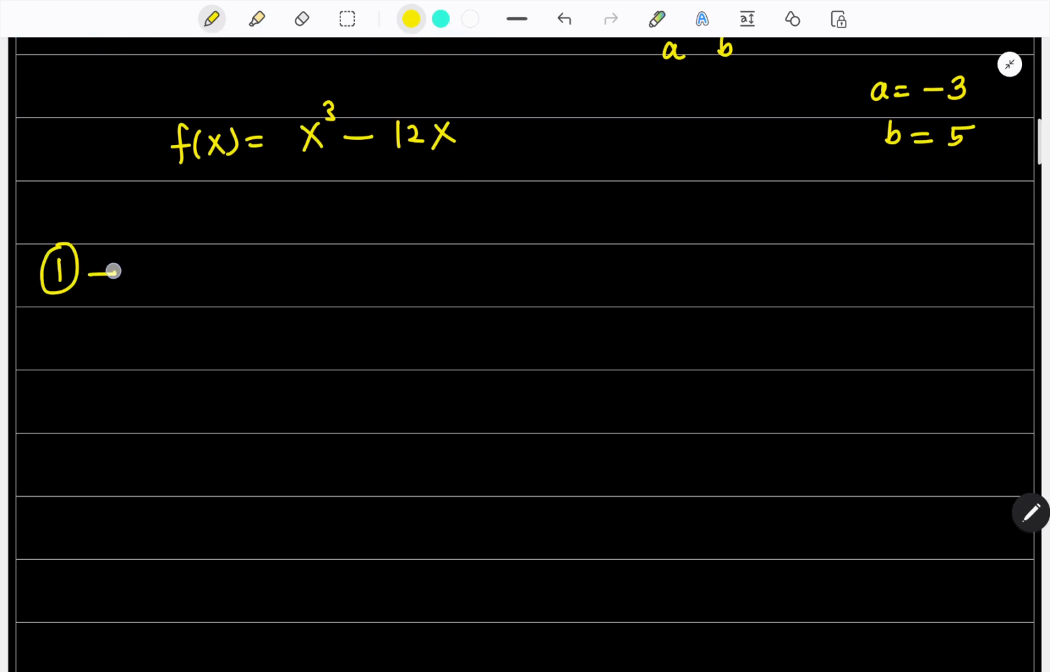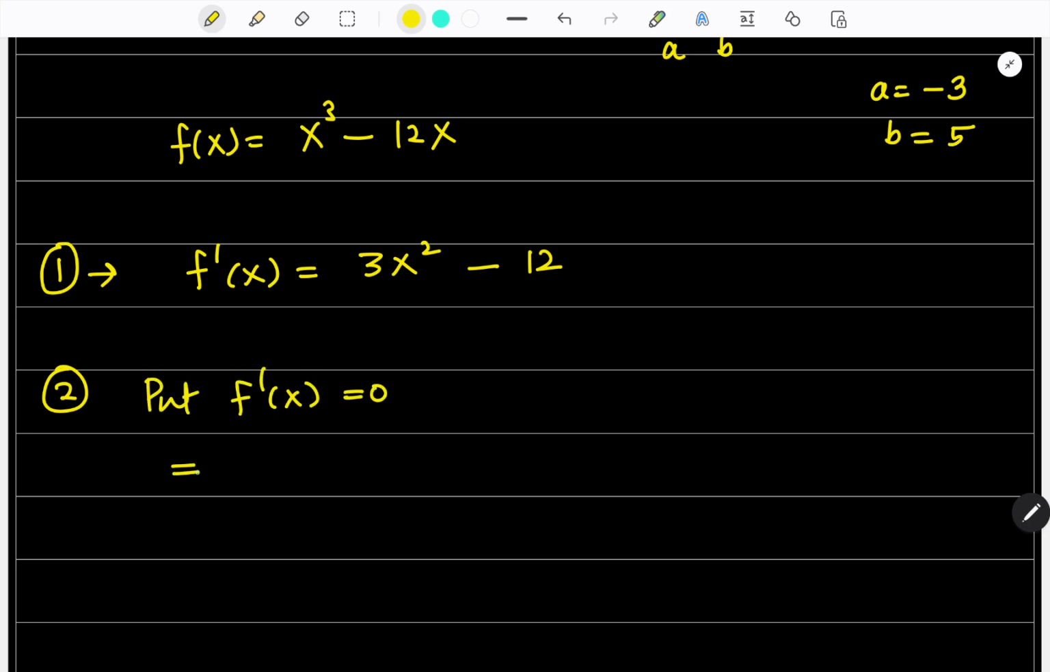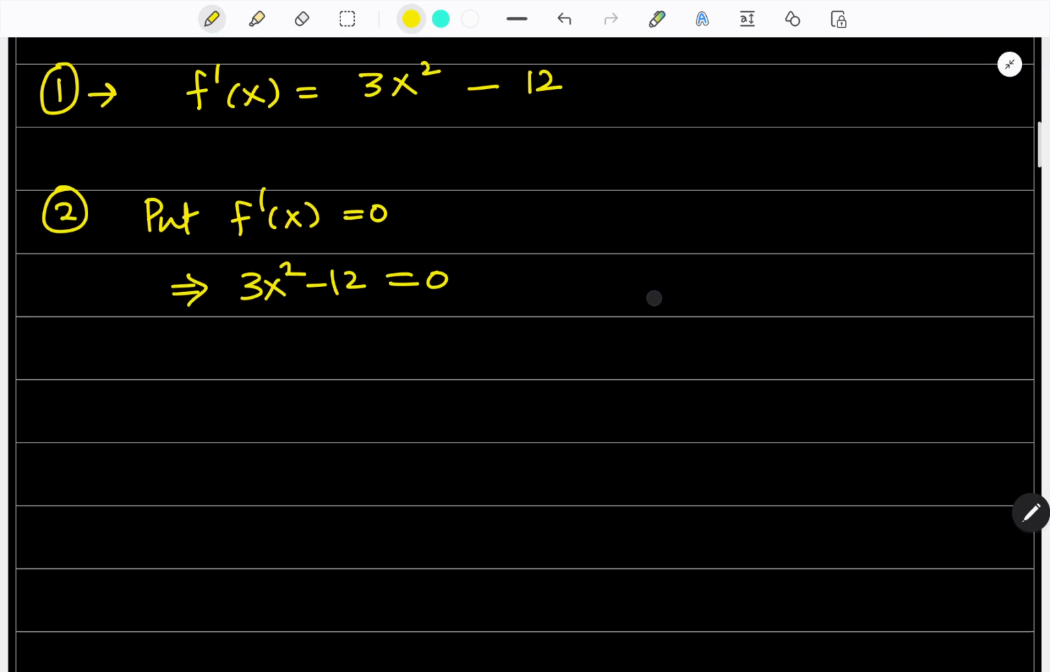Step number 1. What is that? f dash of x: 3x square minus 12. Step number 2. Put f dash of x equal to 0. Which implies what? 3x square minus 12 equal to 0. Right? 3x square minus 12 equal to 0. This is a quadratic equation.